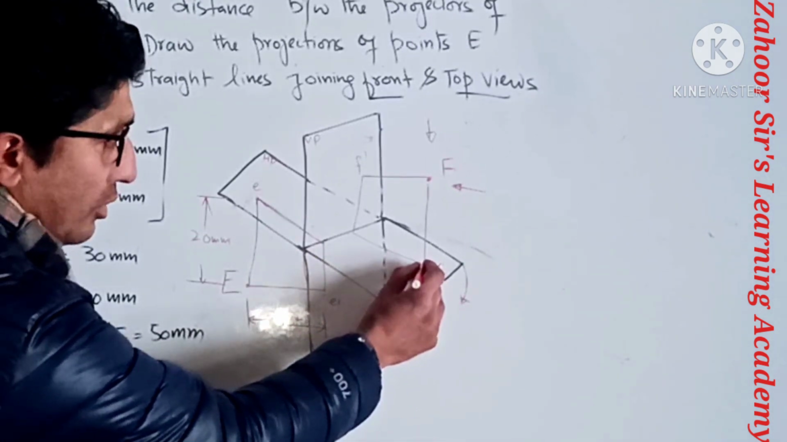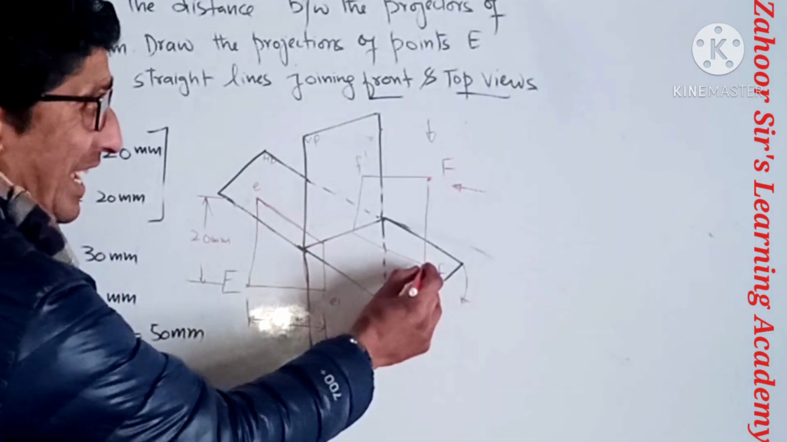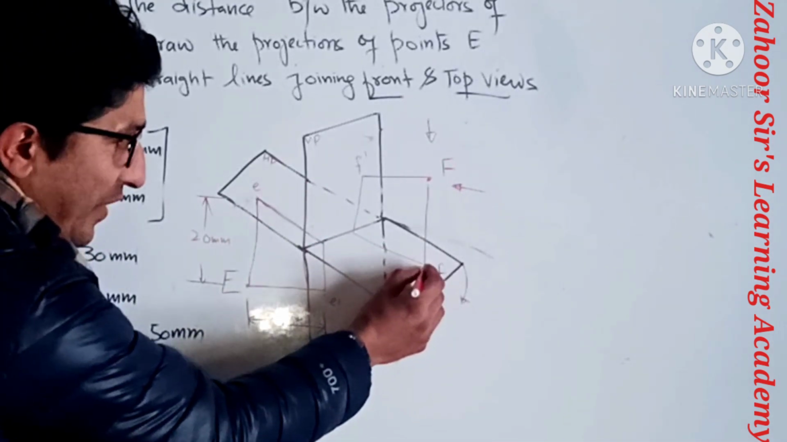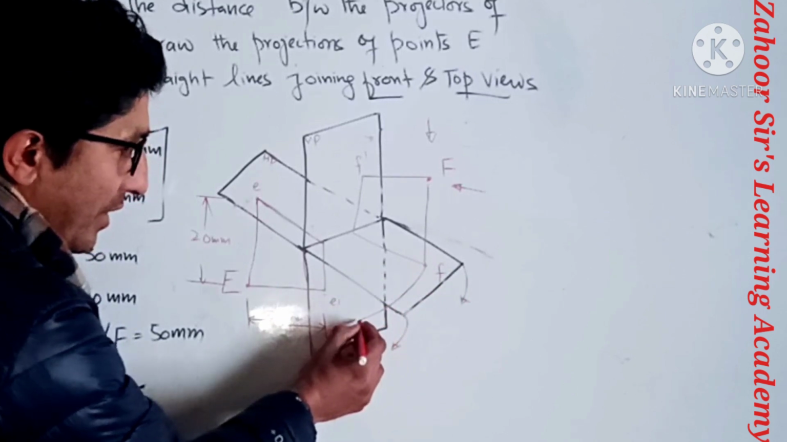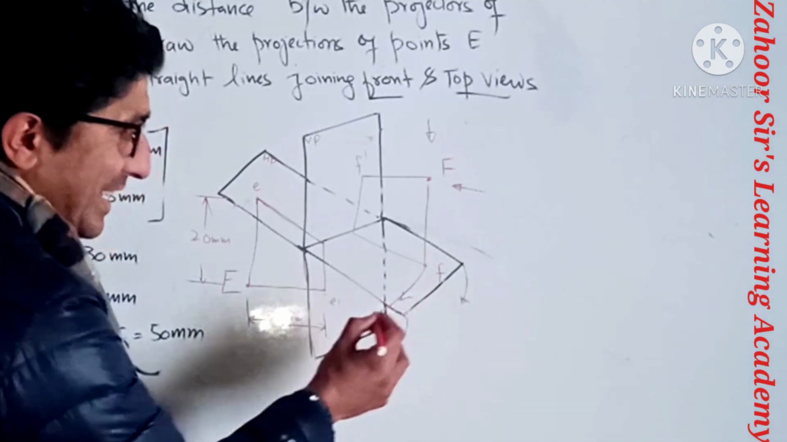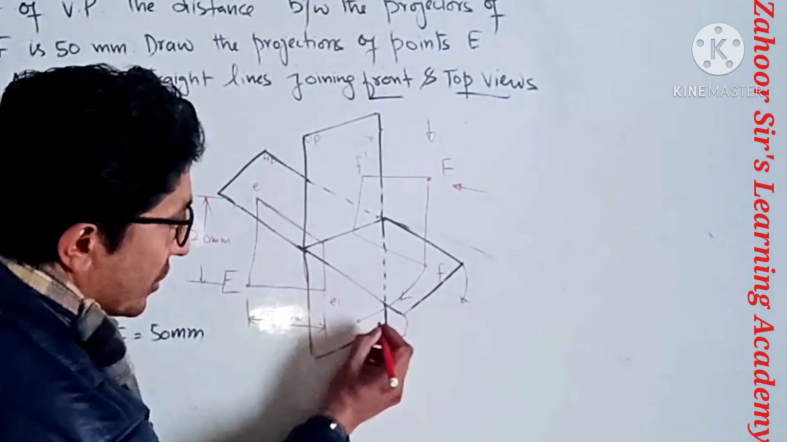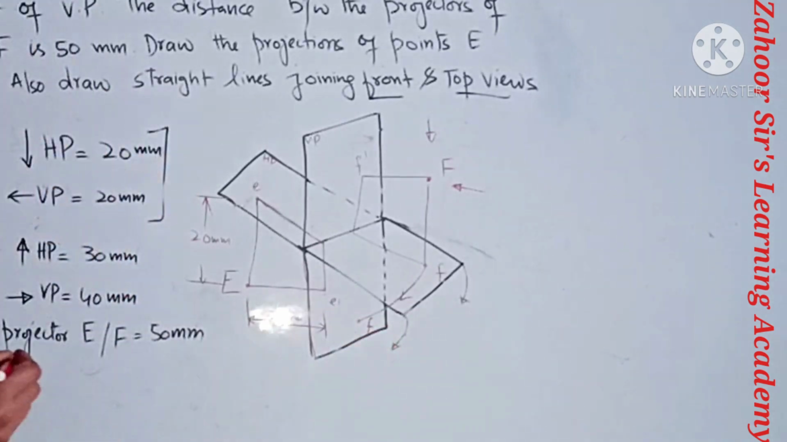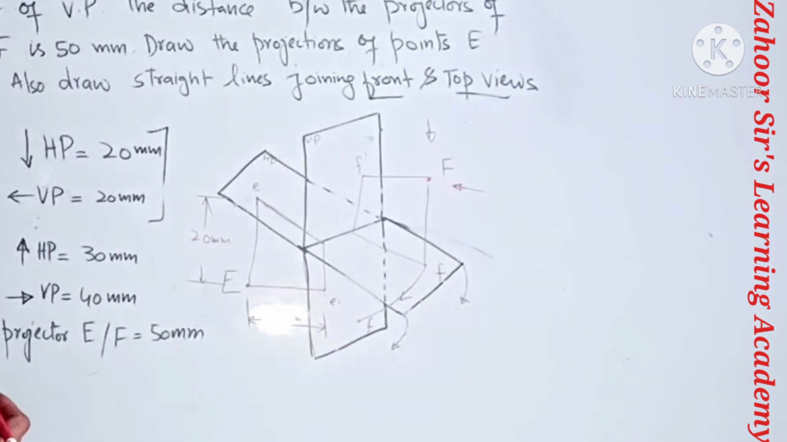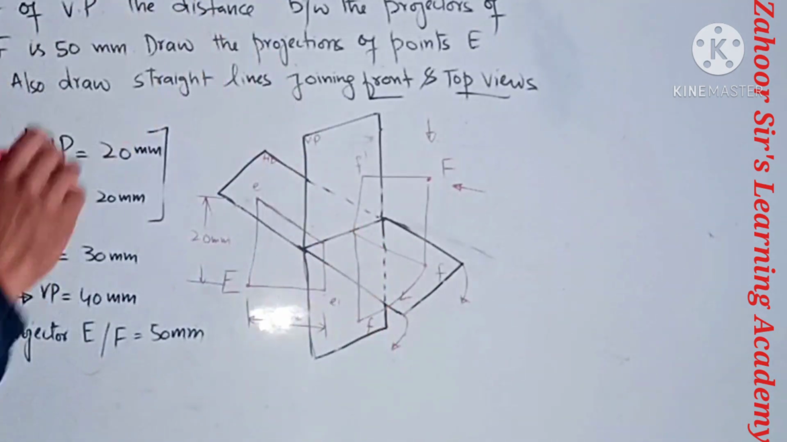That means we are also rotating the point F in the top view. So when we rotate this, it will be like this. We are rotating it in the clockwise direction, and this is the new position. It was here, now it has come below the XY line. So if we join these two points, they should come in a straight line.